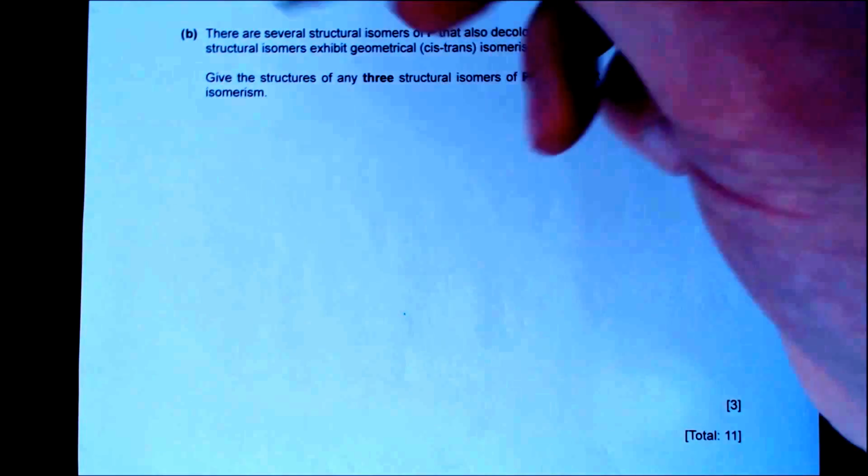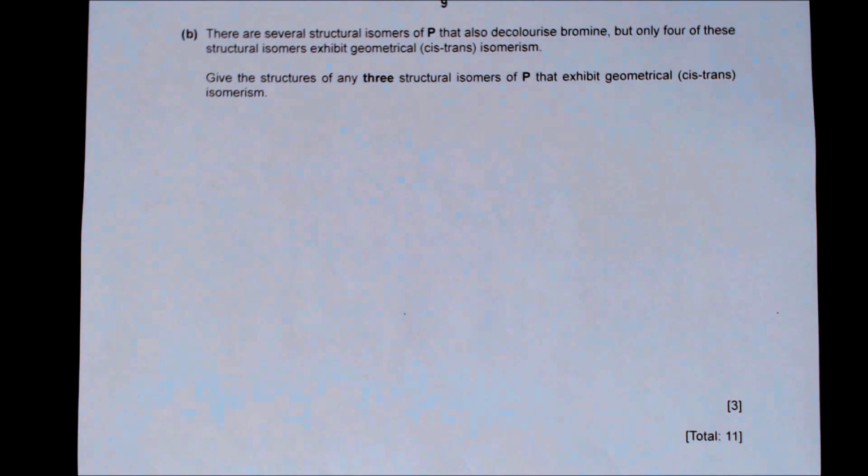Okay, so it says there are several structural isomers of P that also decolorize bromine, but only 4 of these structural isomers exhibit geometrical or cis-trans isomerism. Give the structures of any 3 structural isomers of P that exhibit geometrical or cis-trans isomerism. Right, so all we have to do is use the same formula, which is P. Remember, P was your alkene, but we have to draw them this time where we do have your geometrical isomerism. The other ones we had to draw where we couldn't get that, but this time we can. So they're looking for 3.